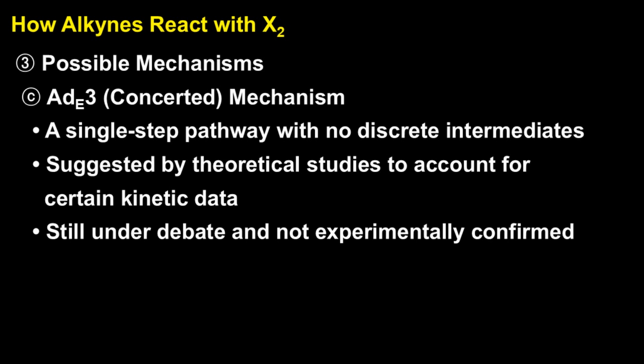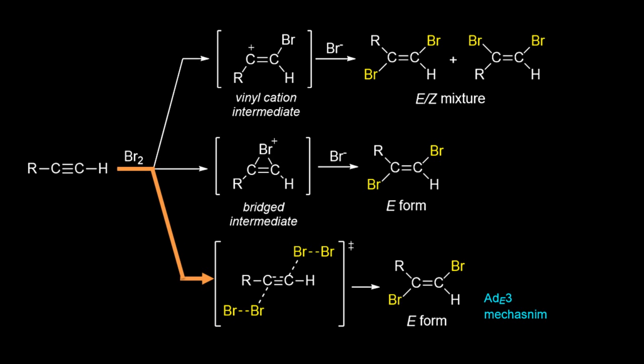There's one more mechanism we should talk about, and that's the AdE3 mechanism, also known as the concerted pathway. In this case, the addition happens all at once, in a single concerted step, so there's no separate intermediate, like a halonium ion or a vinyl cation. Instead, both halogen atoms are added to the alkyne at the same time, through a single transition state. This idea mainly comes from theoretical studies, especially ones that focus on reaction kinetics. It's still a bit controversial. It hasn't been directly proven in experiments, but it might help explain some of the stereochemical patterns we see in certain reactions. Here's a quick look at what that might actually look like.